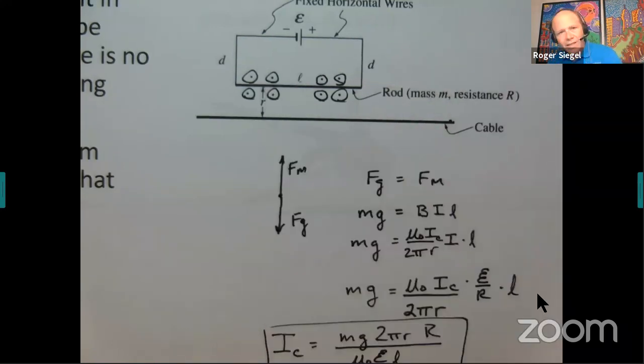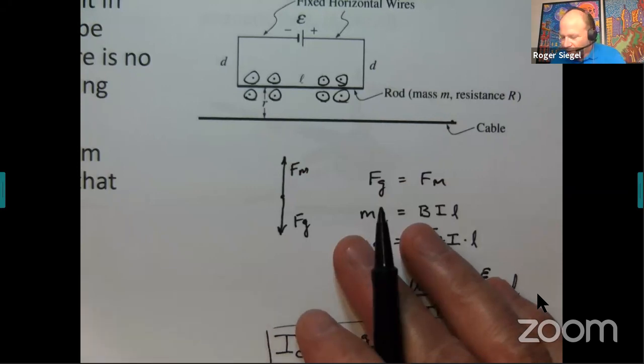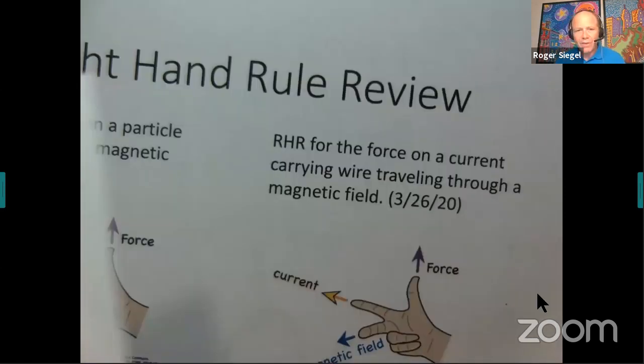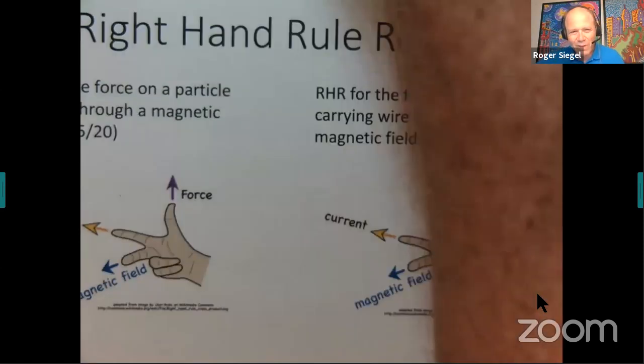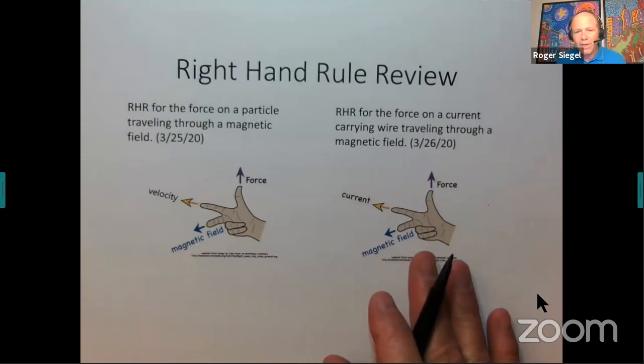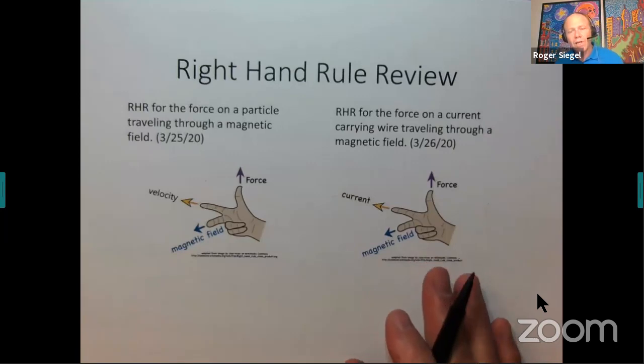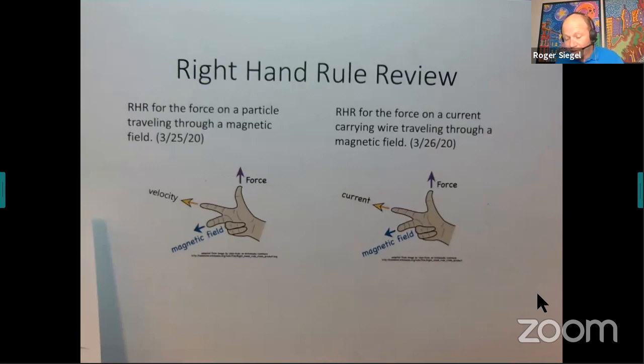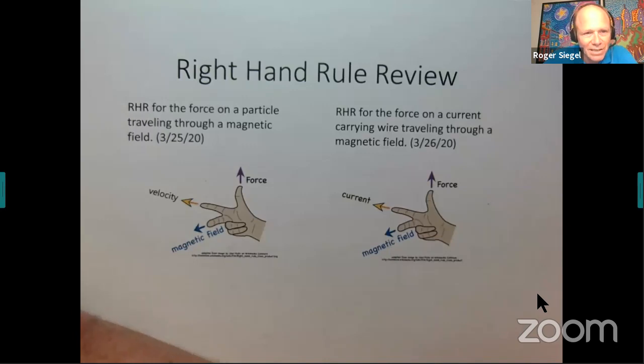So that is the end of our lesson for tonight. I did want to remind you that we now have three right-hand rules. We've got the right-hand rule for a particle, we've got the right-hand rule for a current-carrying wire, and now we also have the right-hand rule for the magnetic field from a current-carrying wire.